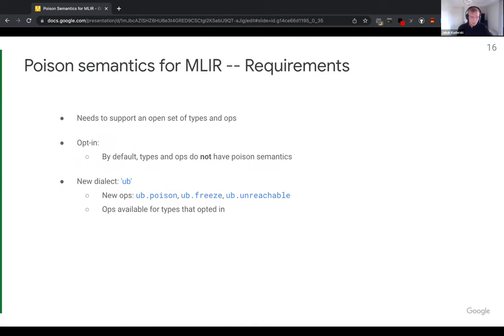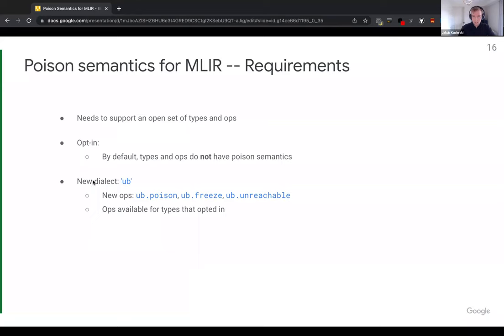When it comes to MLIR, the problem is a bit different. On one hand, it's a bit easier because we have an open set of types and ops, so we don't have to move the whole language at once towards the Poisson semantics. We can do it gradually. On the other hand, it's a bit more difficult because we have an open set of ops and types. So we have to come up with something that's pluggable and general enough.